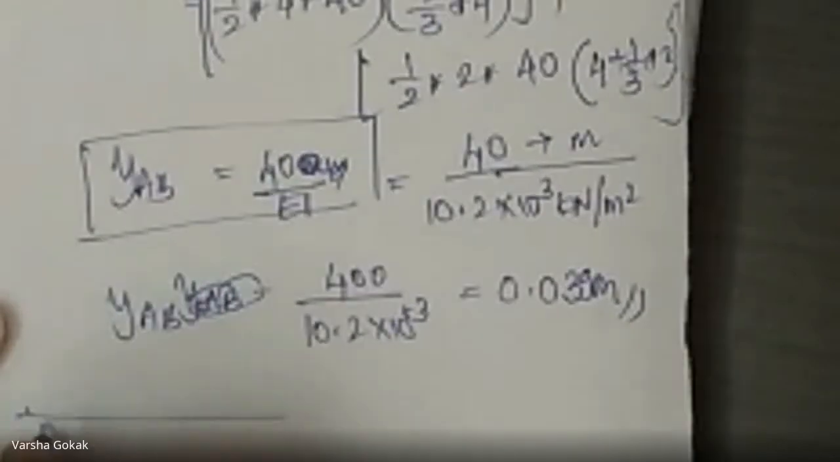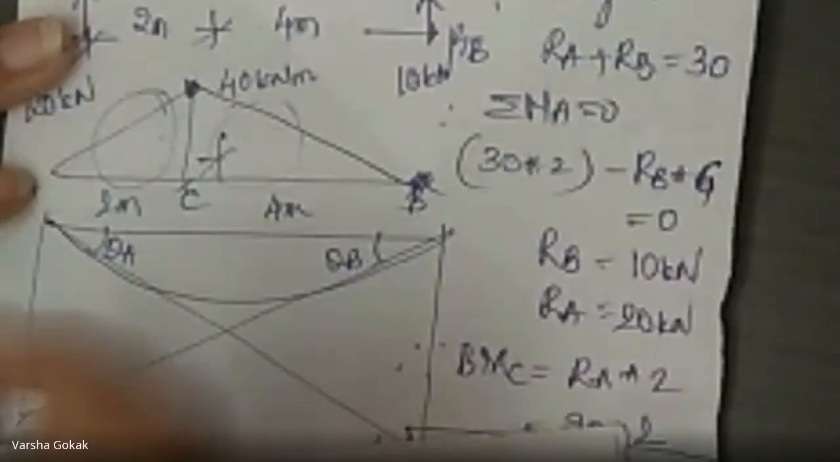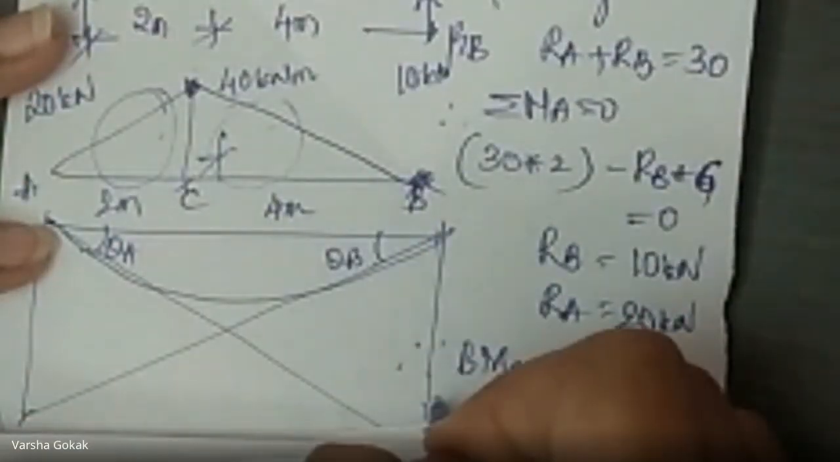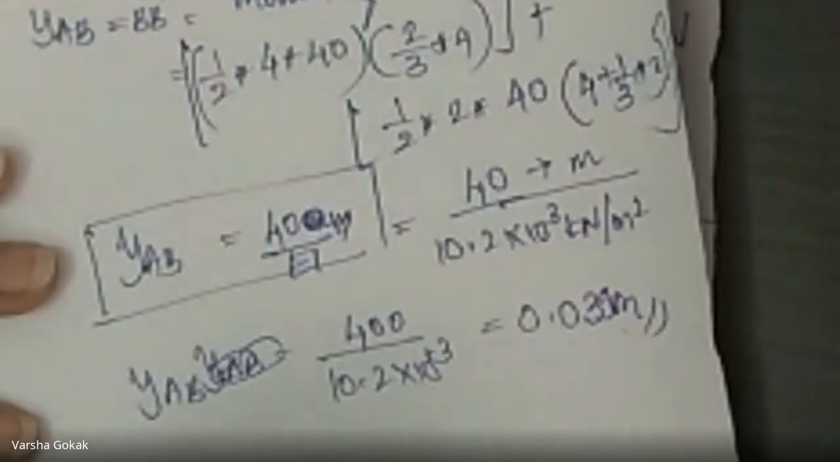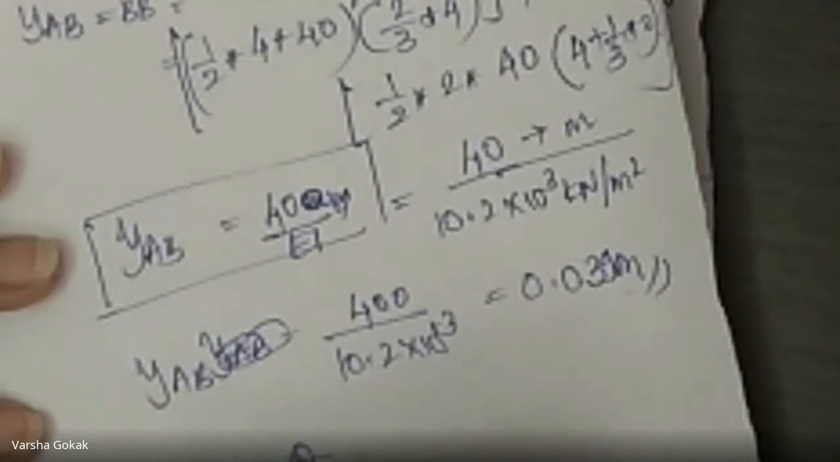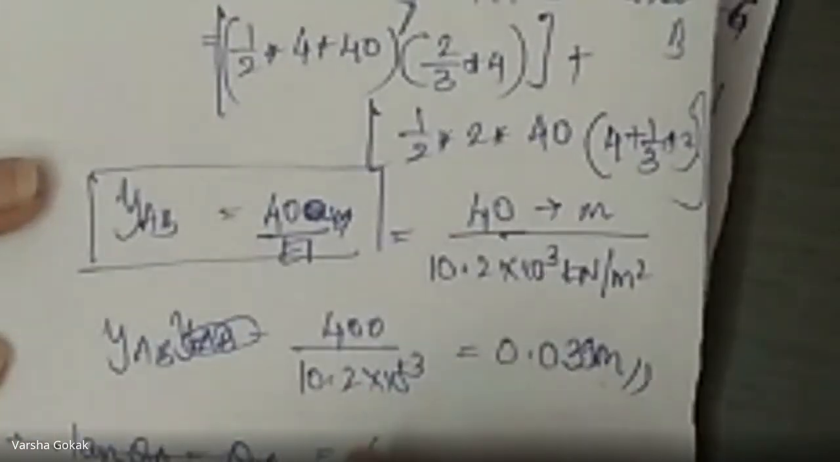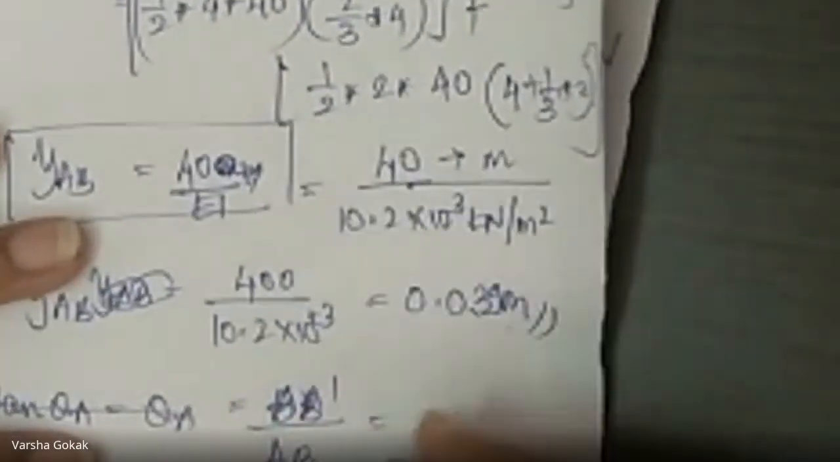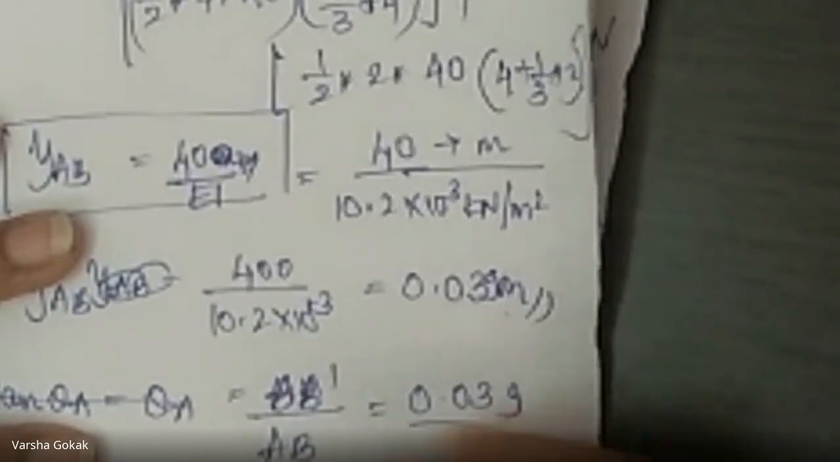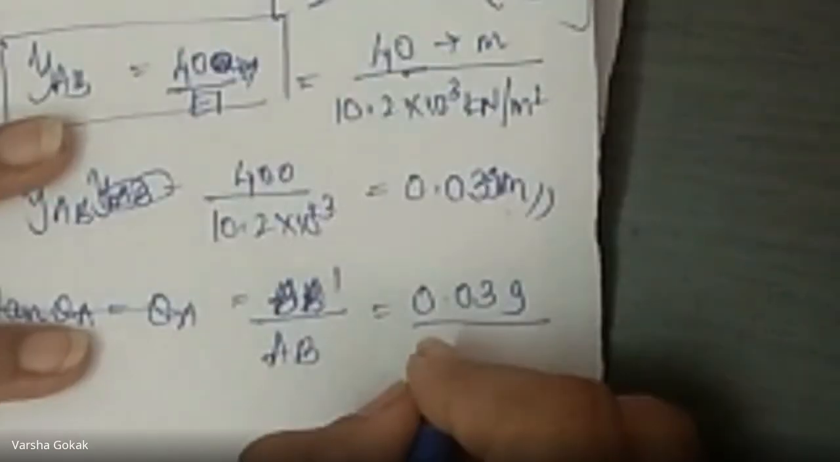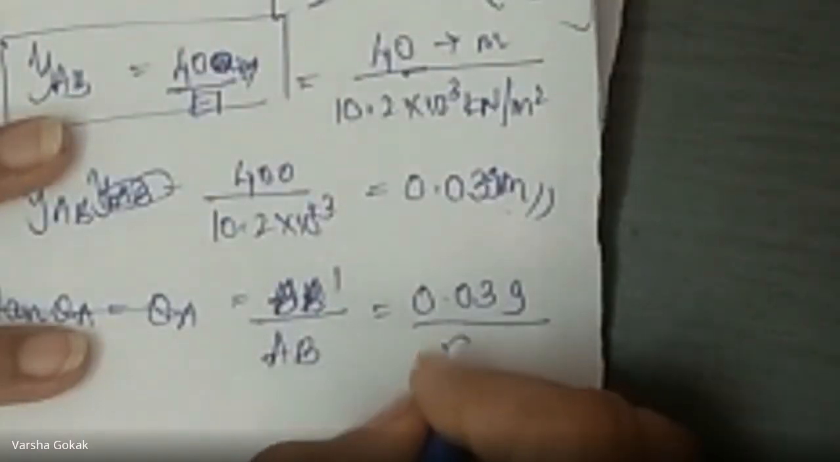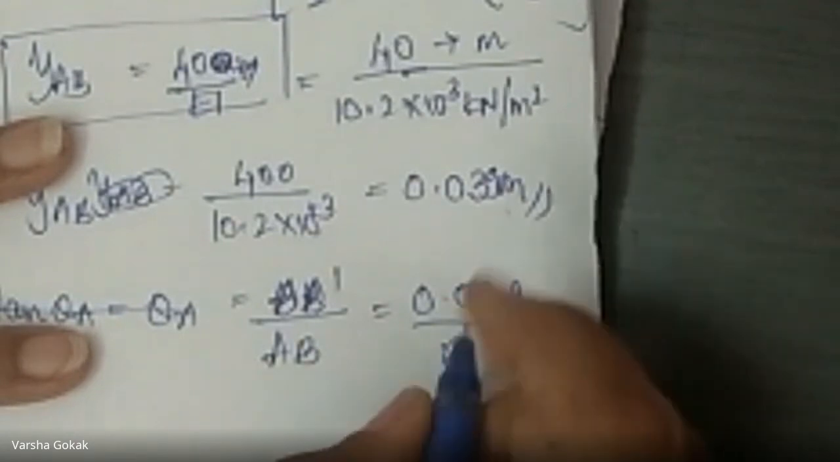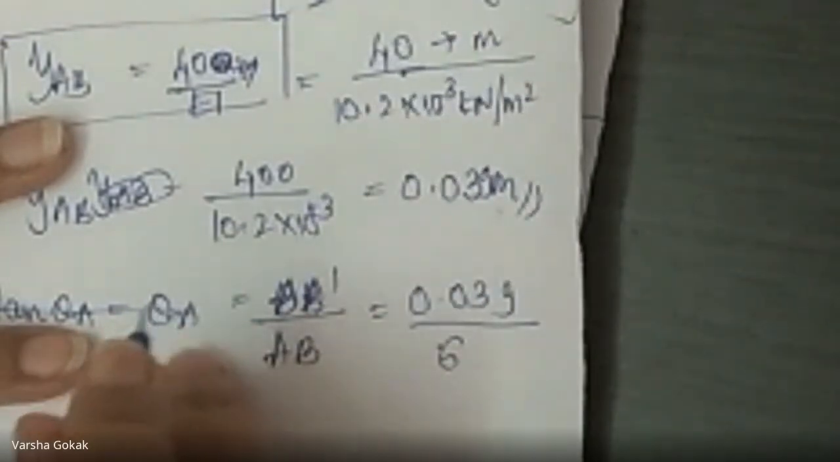Now, looking at this figure, if I want theta A, I know this side deflection, so I can use tan of theta as opposite by adjacent. Tan of theta A, which is equal to theta A, is given by opposite, that is B dash, divided by AB, the entire span. This B dash is 0.039 divided by AB. The length of the beam is 6 meters in total.